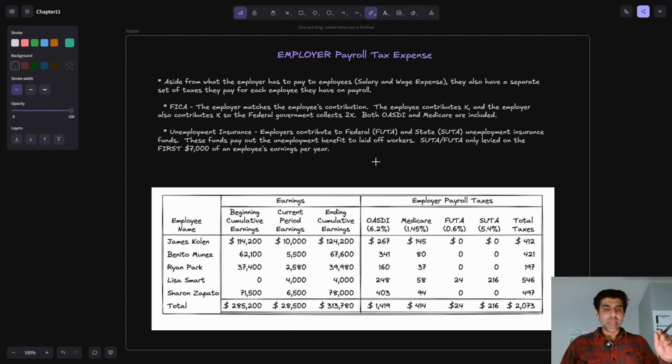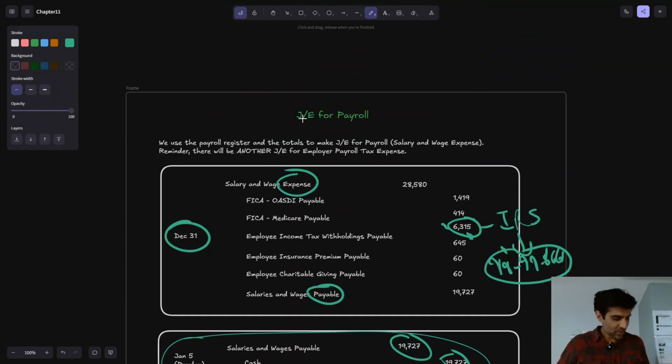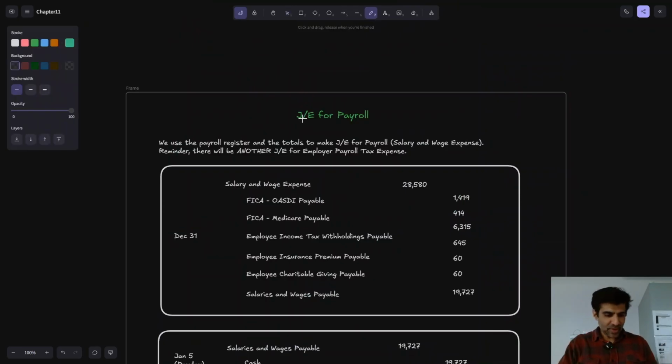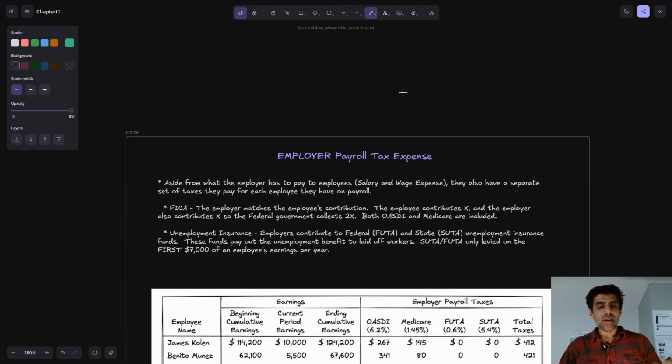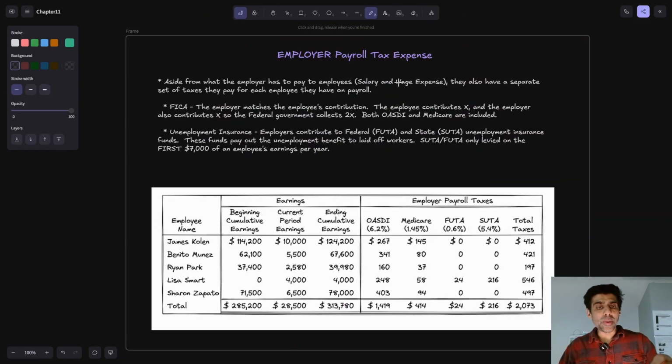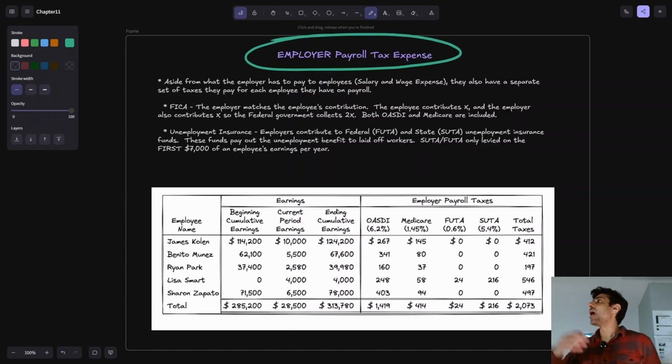Okay, so again, all this is in the service of this salary and wage expense. Okay, as I said, there's a separate employer payroll tax expense. This is in addition to salary and wage expense.